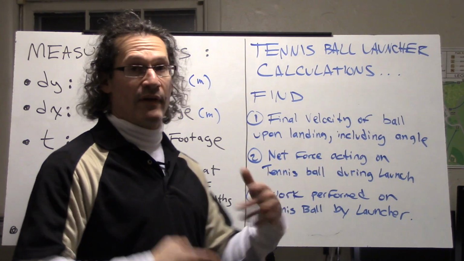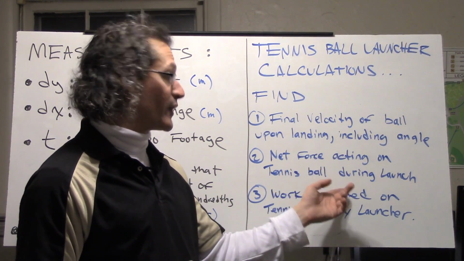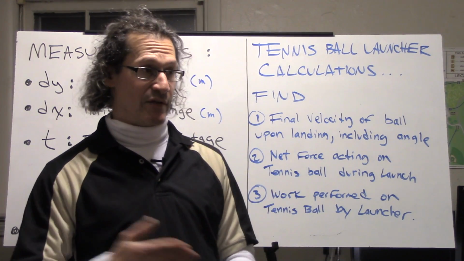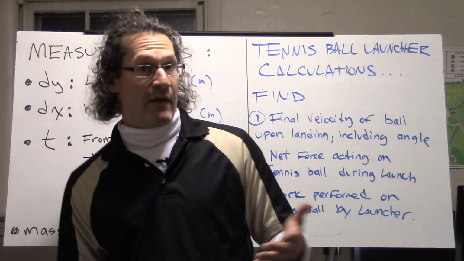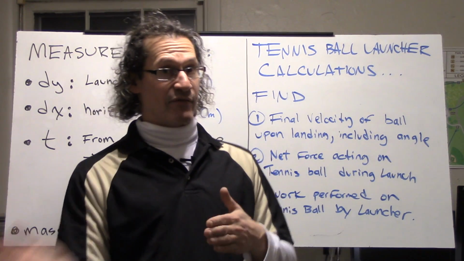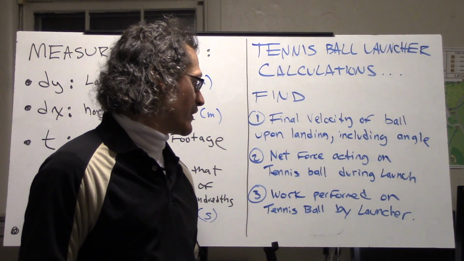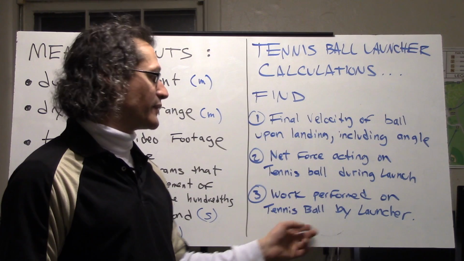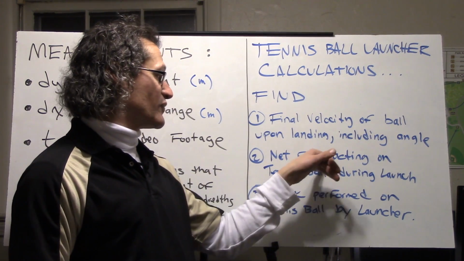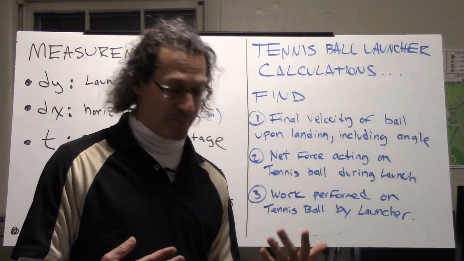I'm also having you find the net force acting on the tennis ball during the launch. So the launch sequence is your tennis ball launcher, your machine, as it actually provides force to accelerate the ball. I want to know what that net force is, and so that's what I have you determine. And then the work performed on the tennis ball by the launcher, which is really just one easy step past finding the net force. Okay?